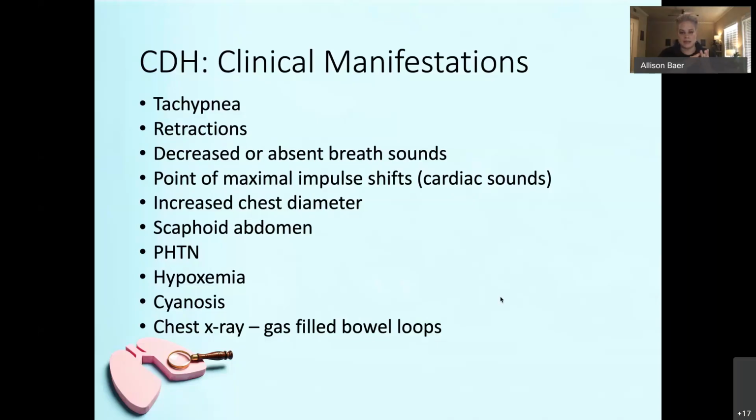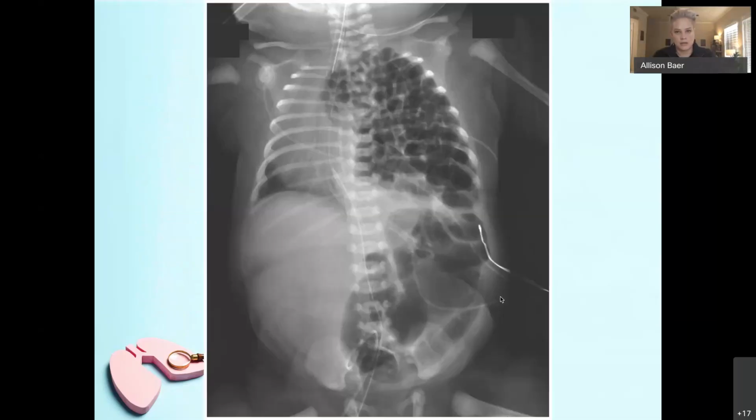And along with that, a scaphoid abdomen. So instead of a nice little Buddha belly baby with a pudgy abdomen, it's going to be sunken in because all their abdominal contents are up in the wrong place. So they have a sunken belly. Pulmonary hypertension, cyanosis, and then their chest x-ray is going to look, this is a bad version of it, but something like this.